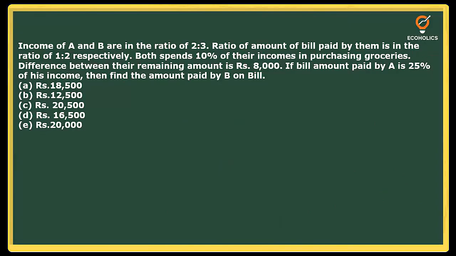Okay, time up. So income of A and B are in the ratio 2:3. Ratio of amount of bill paid by them is 1:2. Both spend 10% of their income in purchasing grocery. Difference between their remaining amount is 8,000. If the bill amount paid by A is 25% of his income, find the amount paid by B on the bill.